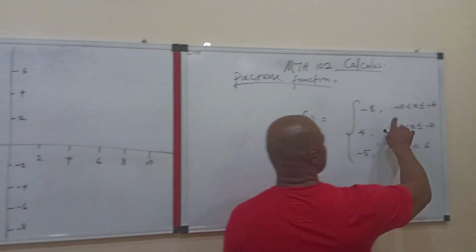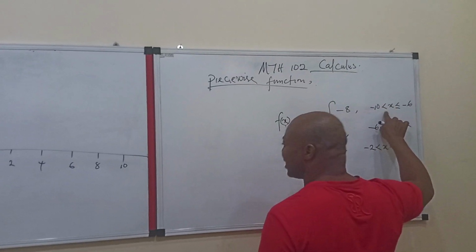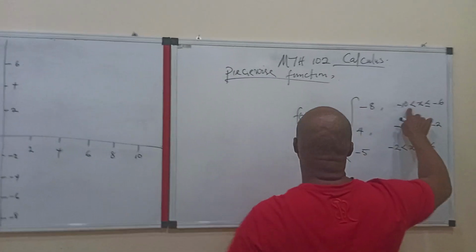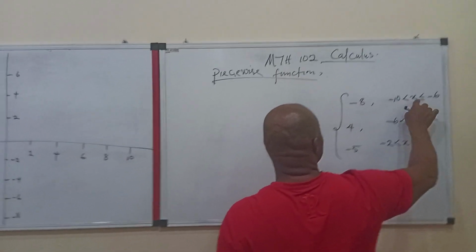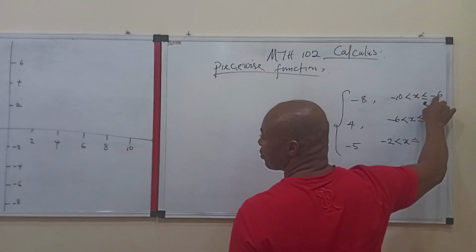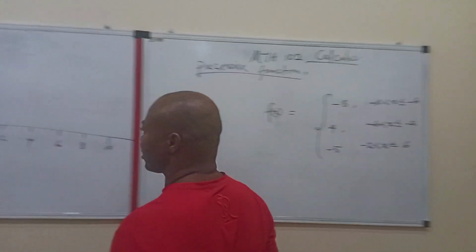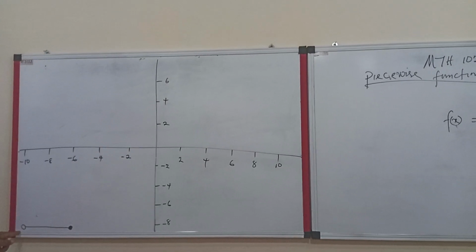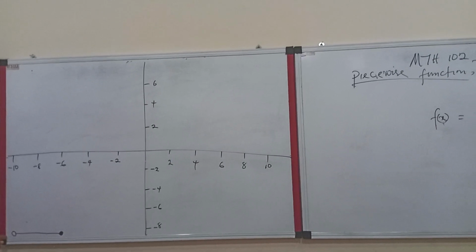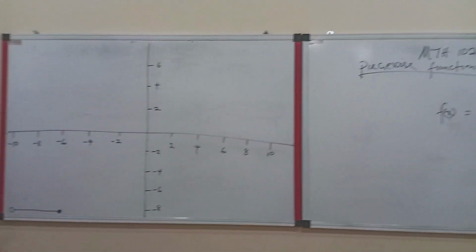Say -10 is strictly less than x, but less than or equal to -6. So say the -10, you know they take the -10. But the -6 follow. The -6 follow, but -10, say it dey less than, the -10 no follow. Now I put am like this.